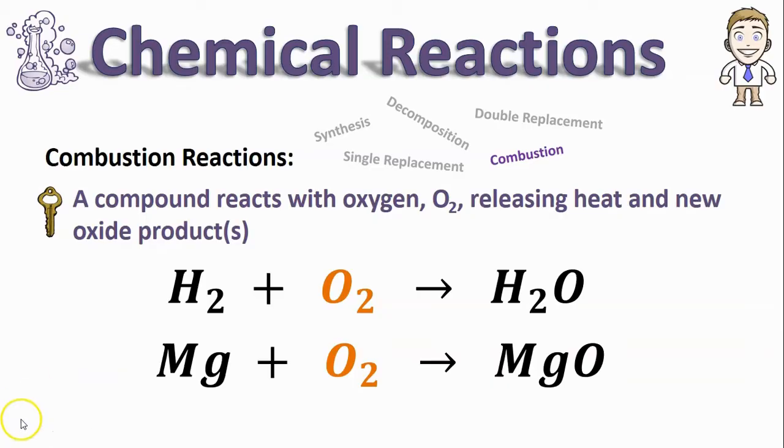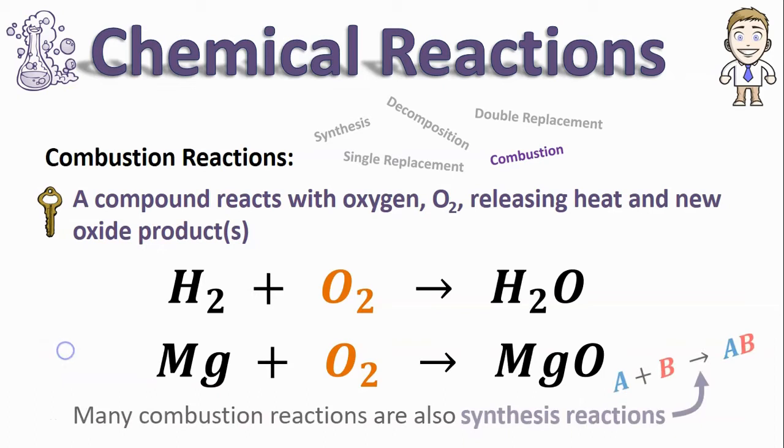You might also notice that these two reactions, while they are combustions, would also count as synthesis reactions, our first reaction type, because both are two elements, hydrogen and oxygen, combining and coming together to make one new product, H2O, or MgO in the case of magnesium combusting. So you might see some overlap between these two reaction types.